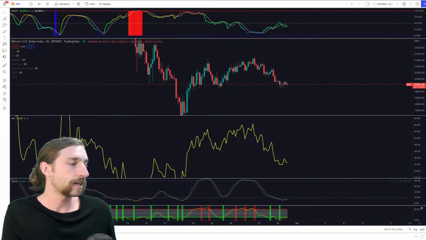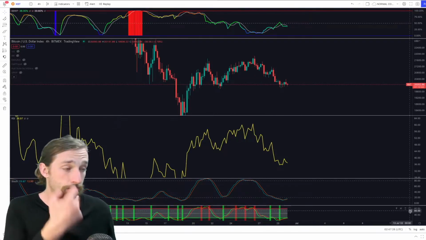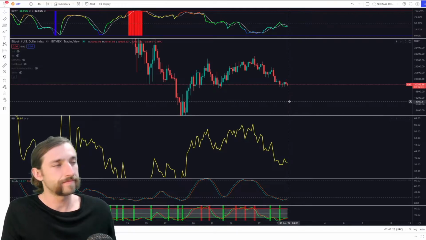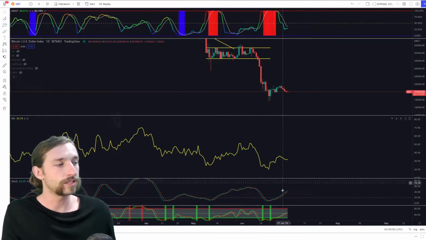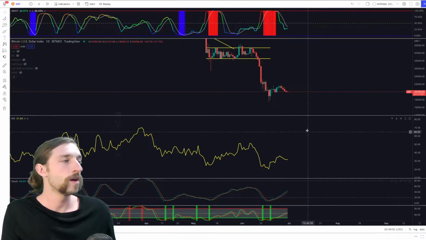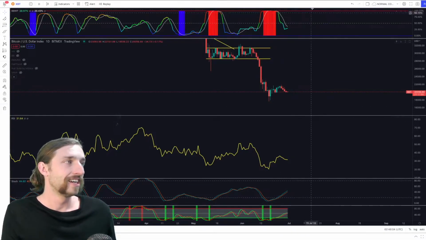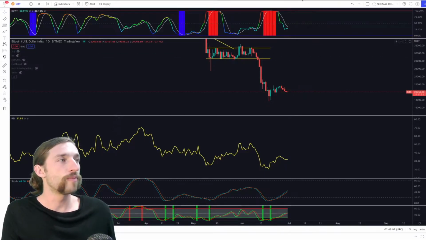The stochastics are starting to point up, starting to be erect, and crossing the moving average, but barely. If we zoom back out to the daily chart, we'll see that the stochastic momentum is up, and it is still erect, so that is a little bit of hope for the bulls, a case for the bulls.